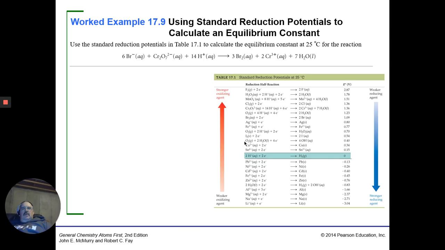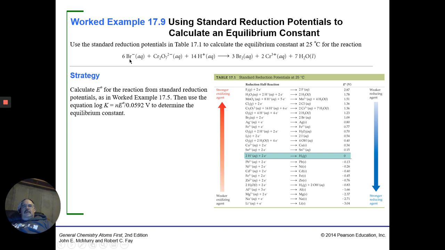Okay, this is using standard reduction potentials to calculate an equilibrium constant. Okay, so to find the standard potential here, we would locate dichromate. That's right here. It's 1.36 for the reduction of dichromate, and dichromate is being reduced. It's going from +6 to +3. Bromide is getting oxidized. It's losing an electron, going from -1 to 0.